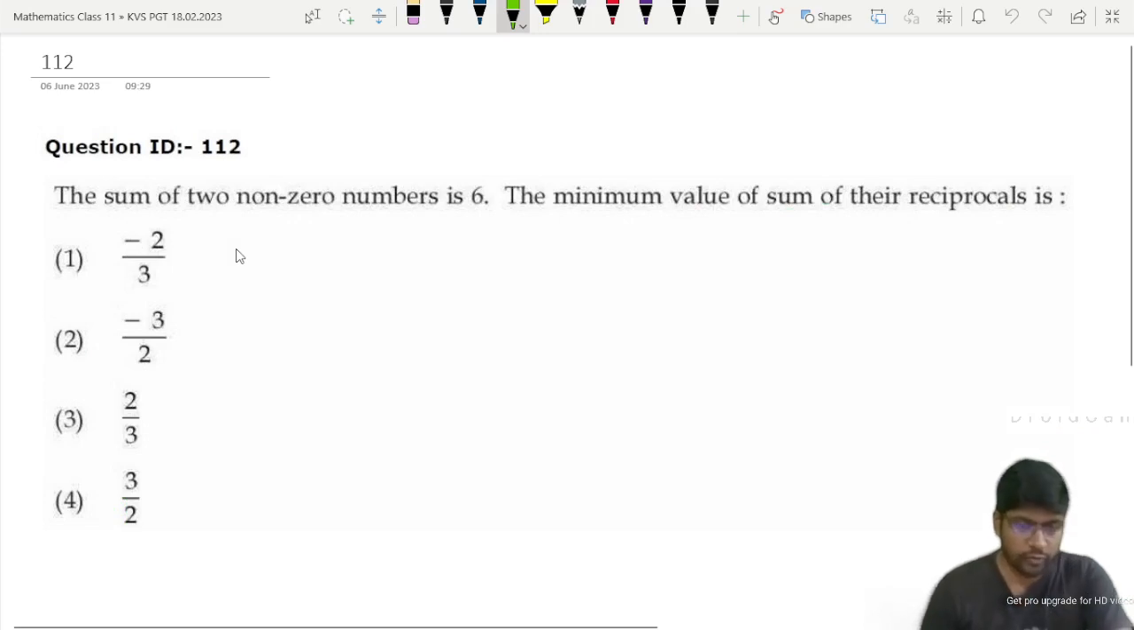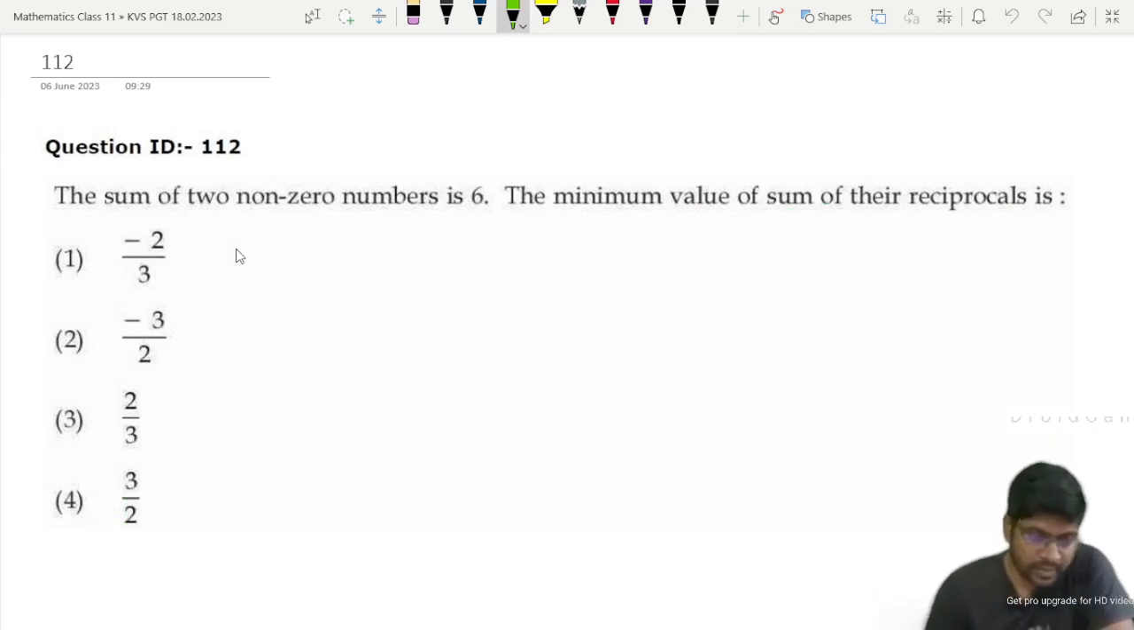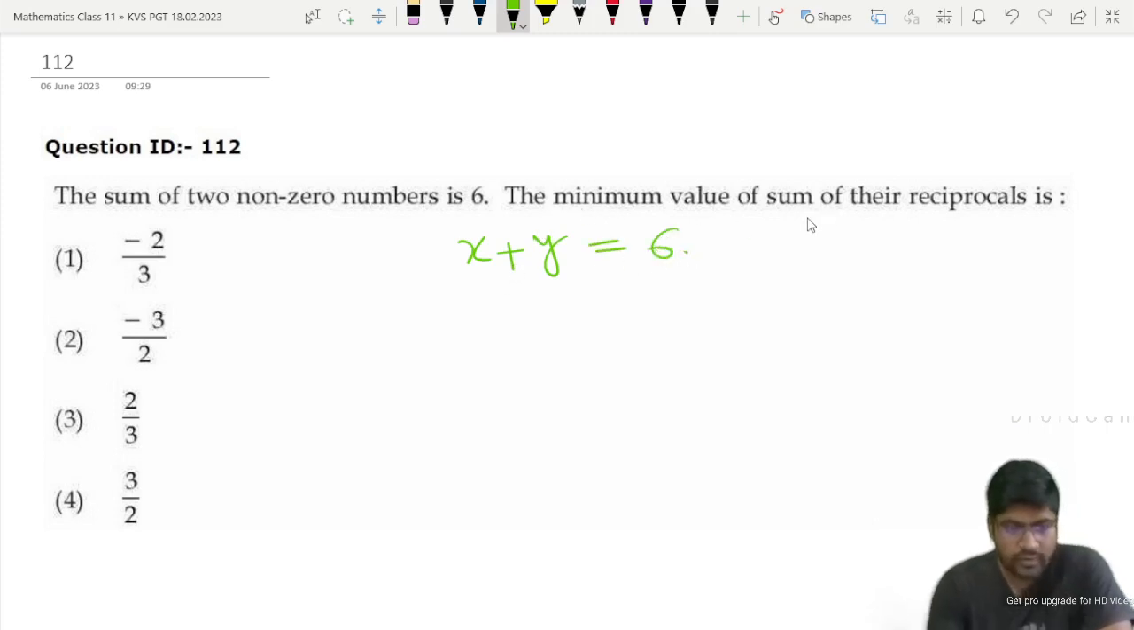Question number 112. The sum of two non-zero numbers is 6. The minimum value of the sum of their reciprocals is what? Let us take the two non-zero numbers as x and y. By the given condition, x plus y is equal to 6. We have to find the minimum value of the sum of their reciprocals, that is, the minimum value of 1 by x plus 1 by y.